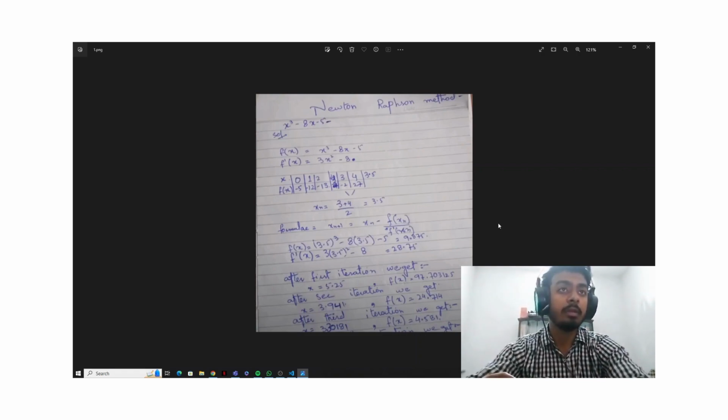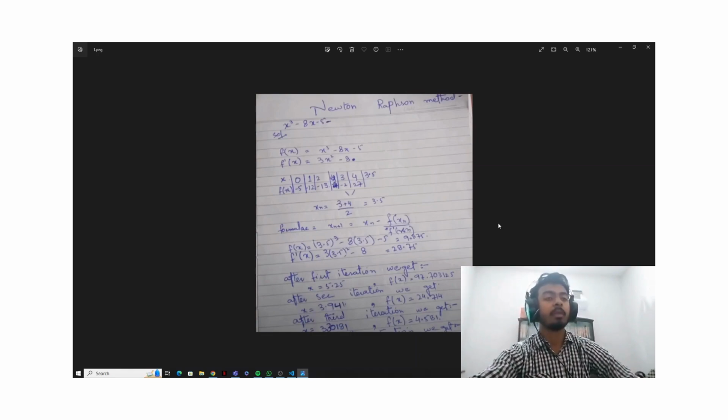As you guys can see, we have the equation here: x cube minus 8x minus 5. We also have a code for this specific method, the Newton-Raphson method. We are going to write the code in Java and Python. Today we are going to do the code in Java, and in the next video we are going to make the code in Python for the same method.